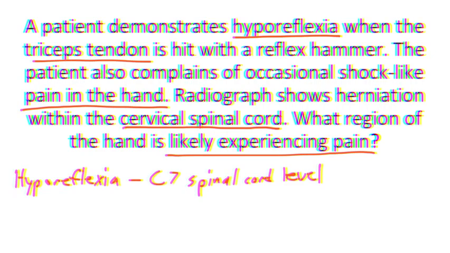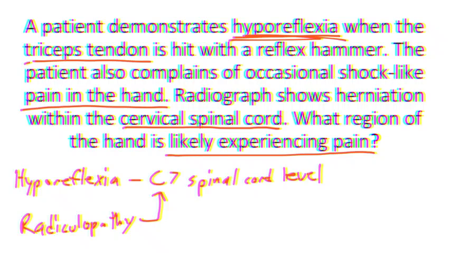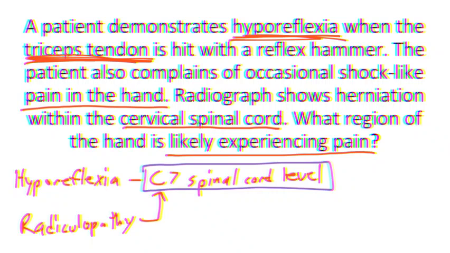Now, the hand pain is described as a paresthesia, that occasional shock-like pain. We also know that the patient has a cervical disc herniation, making us think that the paresthesia is likely caused by a radiculopathy. Now, everything points to radiculopathy of the C7 spinal nerve because of the hyporeflexia of the triceps tendon, which is the C7 myotome. So if we are identifying the C7 spinal cord level as being the one that is damaged, then pain we would expect to be along the C7 dermatome.